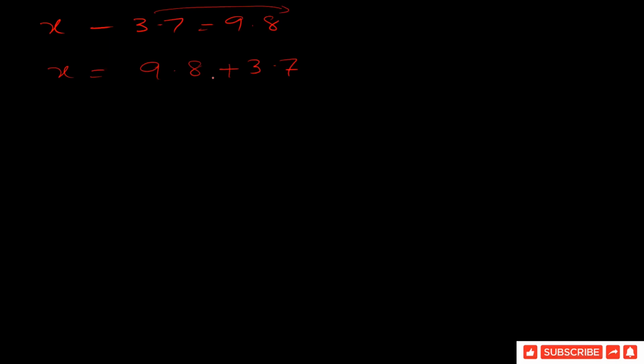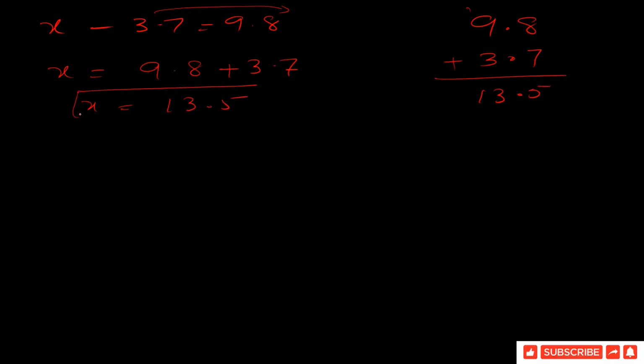You will put 9.8 under the decimal, and this is 3.7. Both of them you add. 7 plus 8 is 15, carry 1, 1 plus 9 plus 3 is 13. So here 13.5. So x answer is 13.5. That's it. Hope you understand this one-step equation very easily.